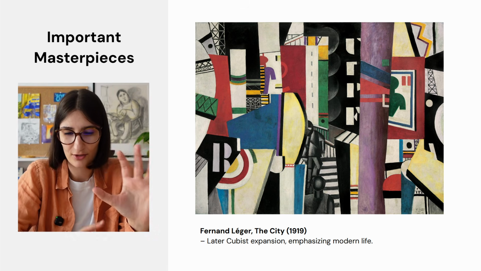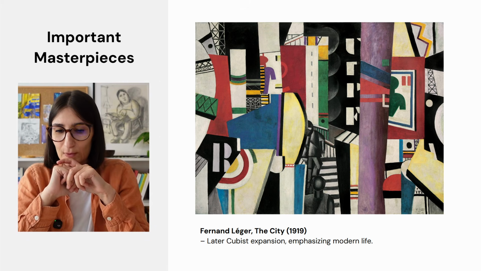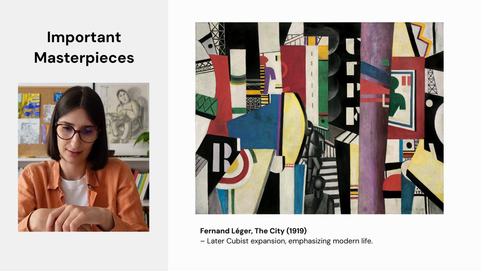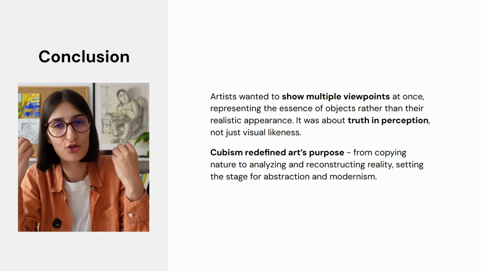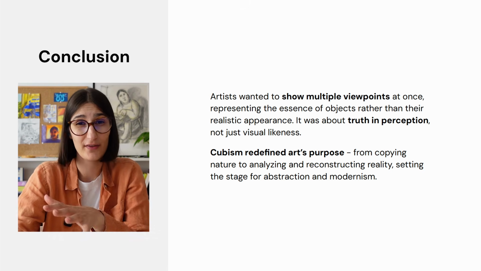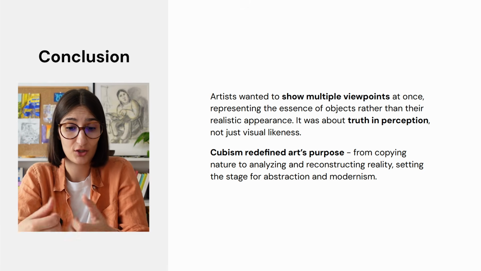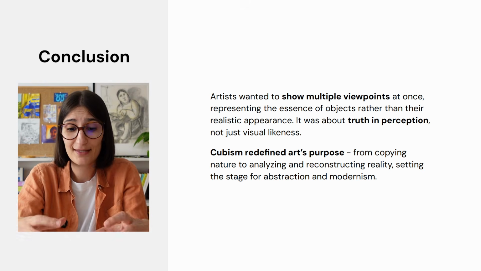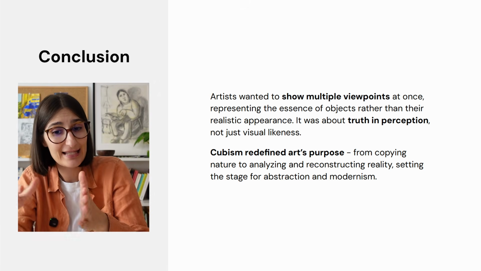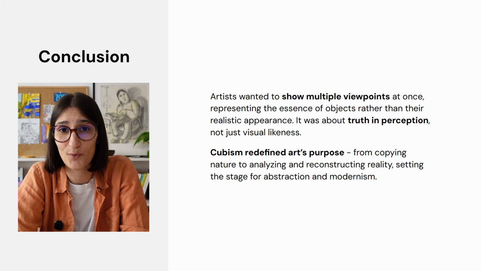It looks like a collage, a bunch of elements pasted in the painting, and we can see also some industrial elements in this painting. So artists wanted to show multiple viewpoints at once, representing the essence of the object rather than its realistic appearance. It was about truth in perception, not just visual likeness. Cubism redefined art's purpose, from copying nature to analyzing and reconstructing reality, setting the stage for abstraction and modernism.